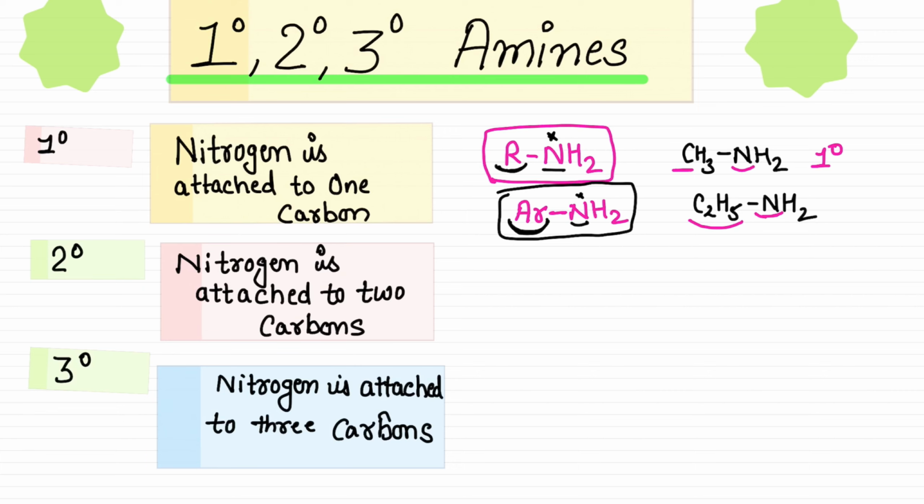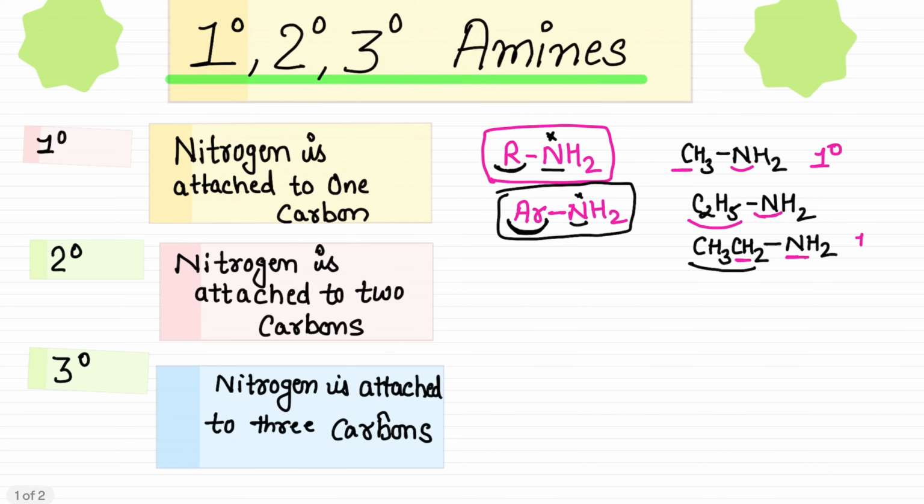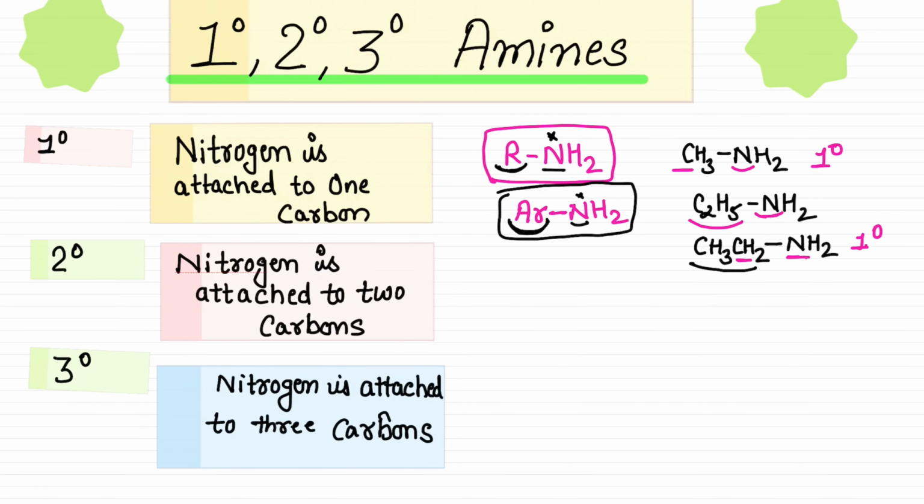So for further clarification, I can write it as CH3CH2. You all know that this is your ethyl group. We have written the compact form like C2H5 of this. Now the elaborated form of ethyl is CH3CH2 and the NH2. So directly we can see here the nitrogen atom is directly attached to one carbon atom. So it would also be 1 degree amine.